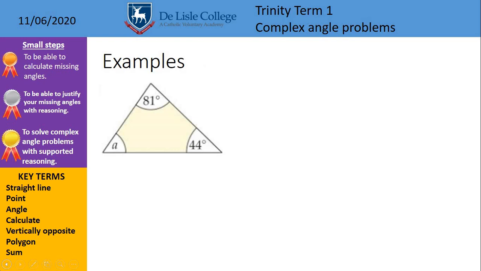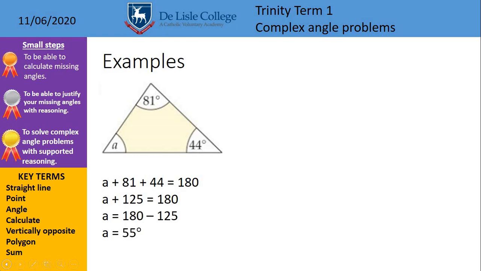So here's some examples then with some missing angles. We know A plus 81 plus 44 must equal 180 degrees. So A, adding those two together, A plus 125 is 180 degrees. So to get A, we'd do 180 minus 125. A then is 55 degrees. And you can just do the final check if you need to. 55 plus 81 plus 44 is indeed 180 degrees. I would like you to write these examples down in your exercise book for me, please, as we go through them.